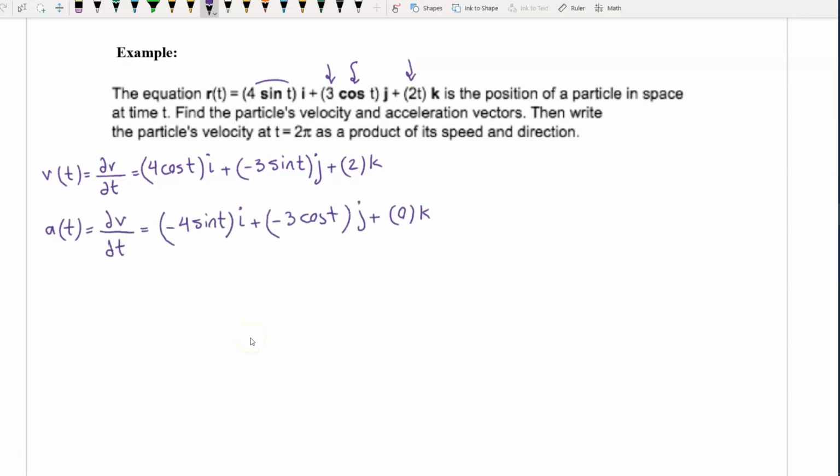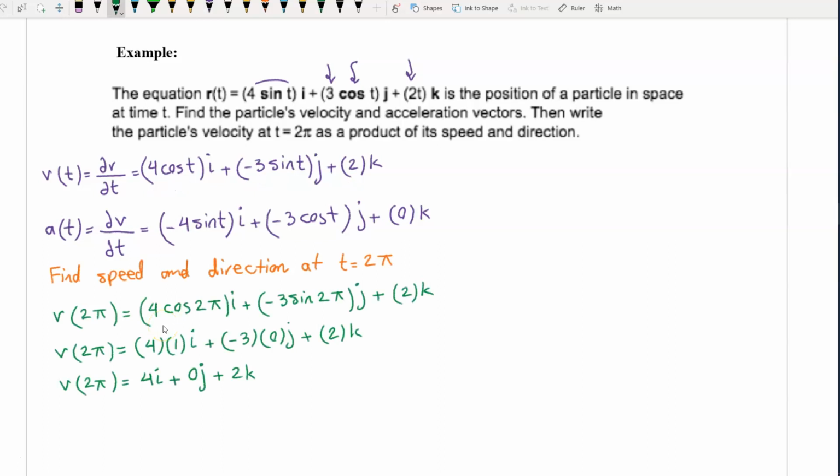So acceleration is equal to the first derivative of v with respect to t. Here we have this constant 4, so 4 multiplied by the first derivative of cosine with respect to t, which is negative sine. Here again we have the constant negative 3 times the derivative of sine with respect to t, which is cosine t. The derivative of 2, a constant, is 0. So a(t) is equal to negative 4 sine t i plus negative 3 cosine t j plus 0k.